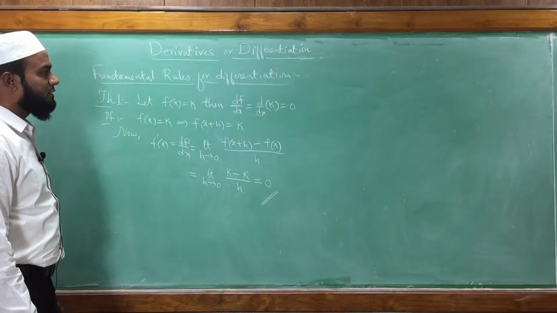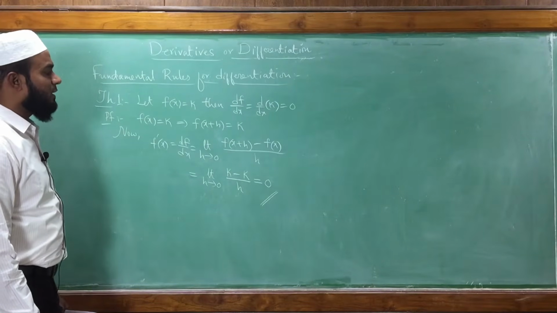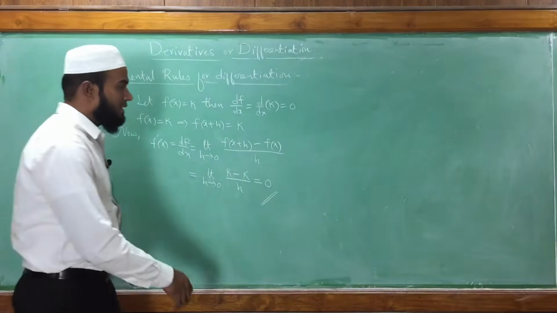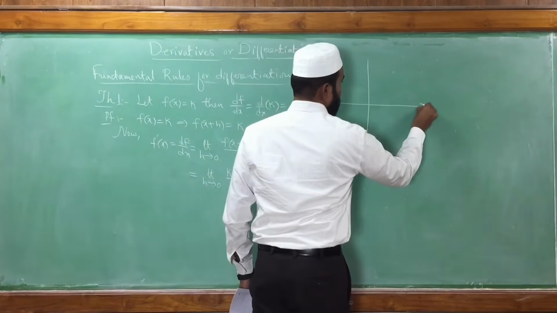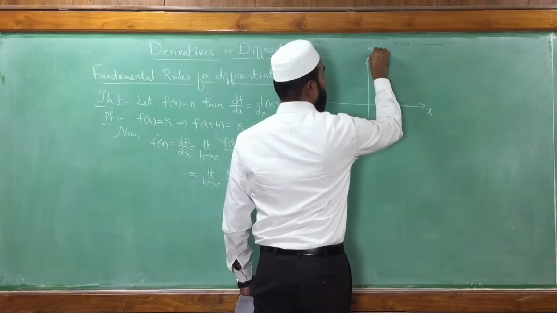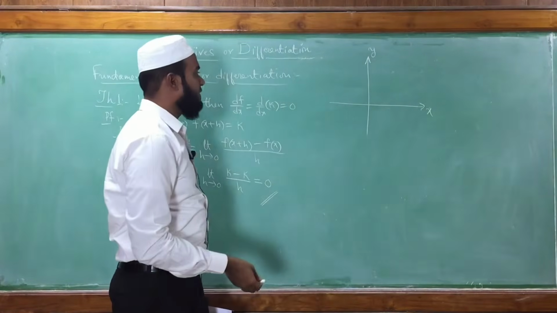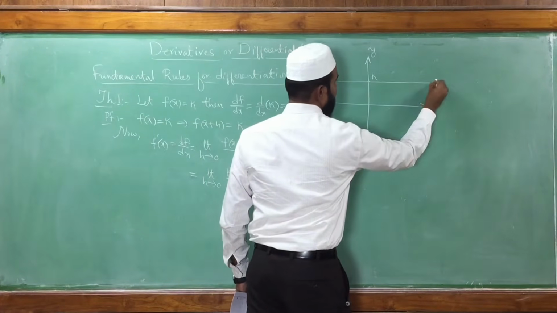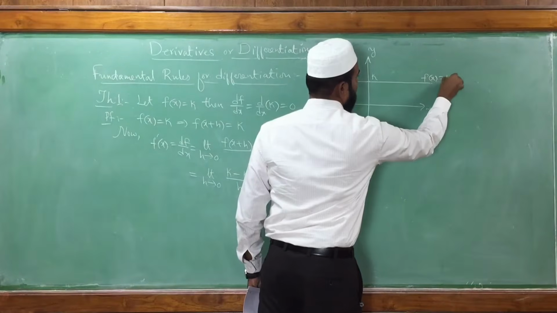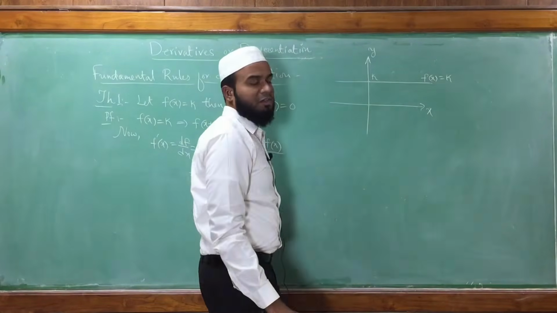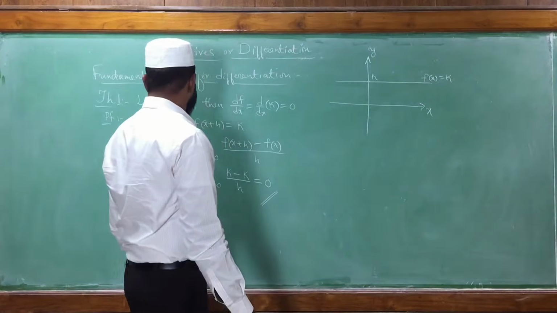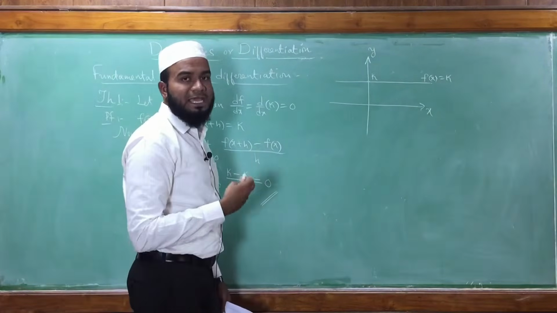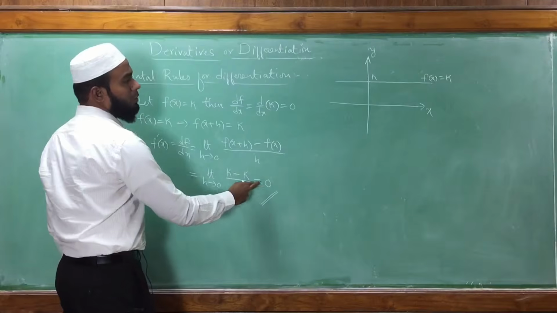Geometrically, what is the meaning of this? Derivative of a constant is always 0 means, geometrically, the slope of the tangent drawn at the point is 0. Suppose I have the x-axis and y-axis, and the graph of a constant function is given by this line at some k. This is f of x equals k. Then this derivative f dash of x should be 0. Derivative is actually the slope, so the slope is 0 at every point.